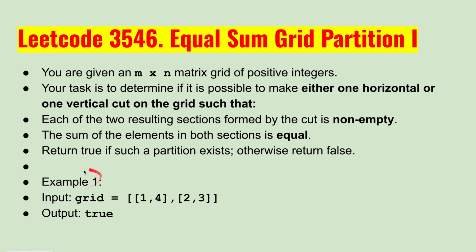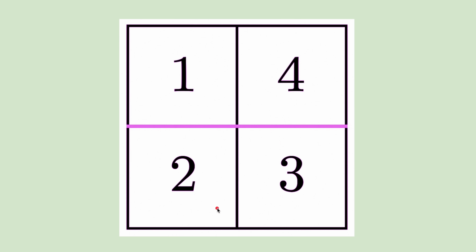false. So in example 1 we have been given 1 4 and 2 3, right? It means this 1 4 2 3. You are given a 2D grid of positive integers. As you can see, these are positive values. And your goal is very simple: can you cut this grid in half horizontally, or can you cut it vertically, so that both parts have the same total sum?